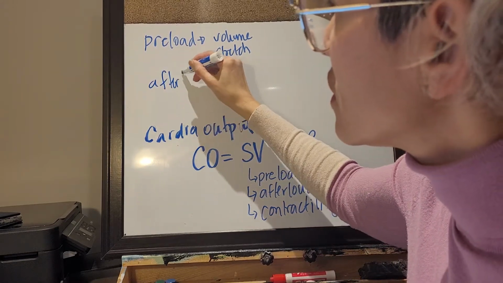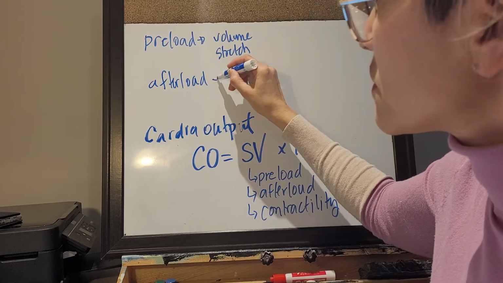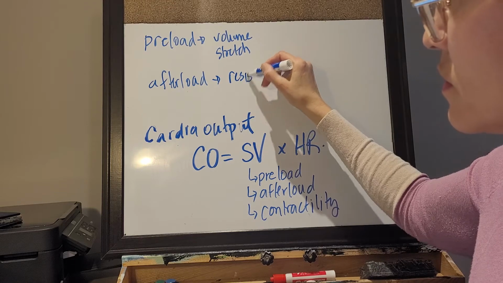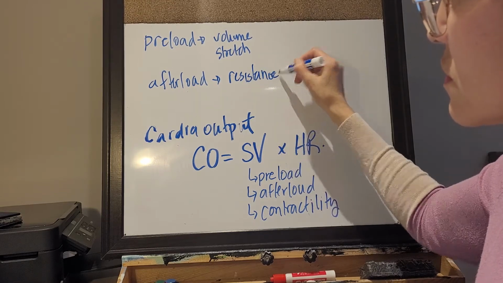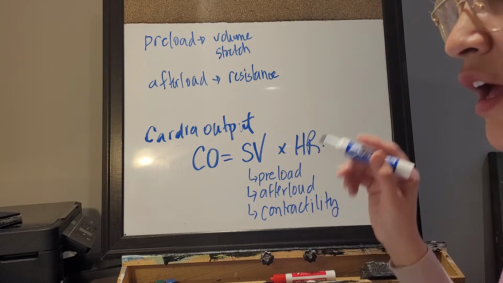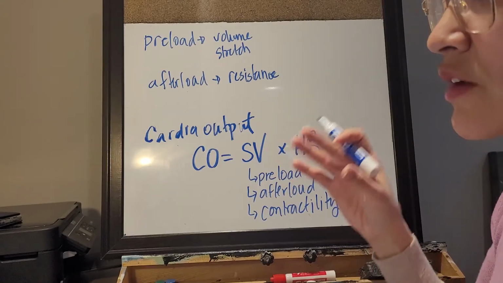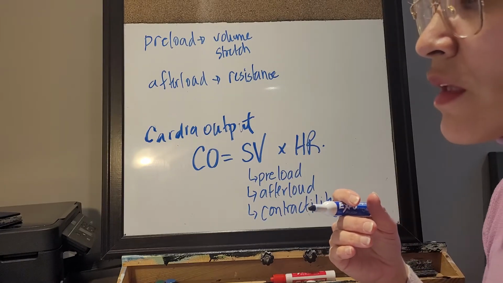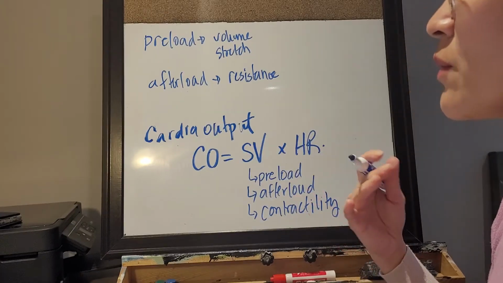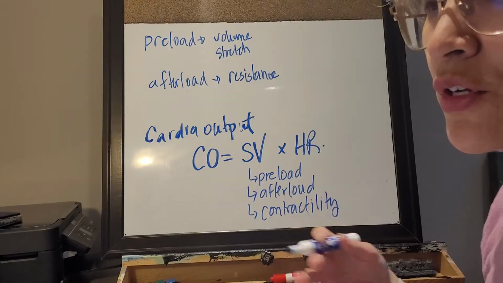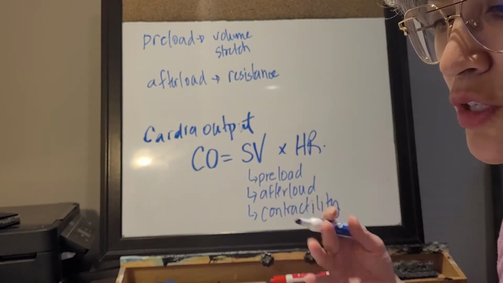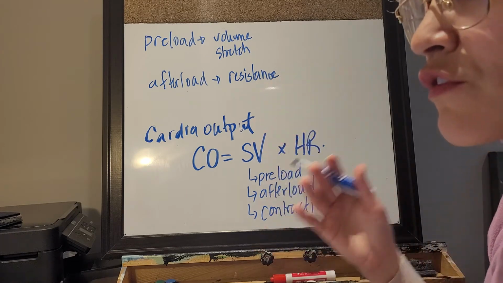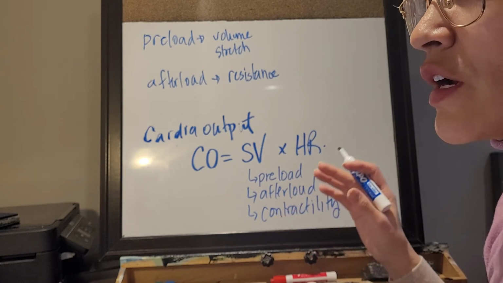Afterload has to do with the resistance. It's to do with the resistance of the systemic circulation for the left ventricle. I mean, the pulmonary circulation, yes, for the right ventricle, but most of the time we're talking about the cardiac output of the left ventricle, because that's what's perfusing our body. And so we're talking about the resistance coming from the vasculature that's out there in the periphery.